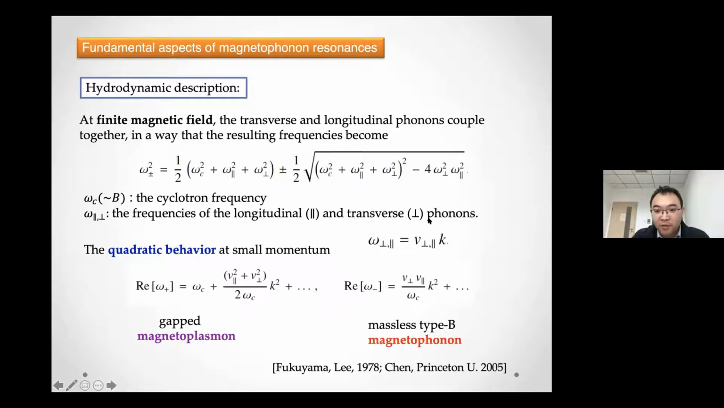With this dispersion relation, with these 2 modes, the magnetophonon has a quadratic dispersion. The other mode, at zero momentum, has a non-zero cyclotron frequency, so it's gapped. This gapped mode we call the magnetoplasma.